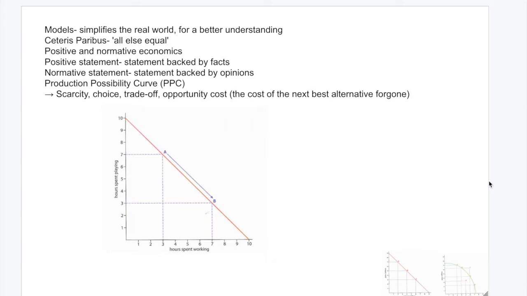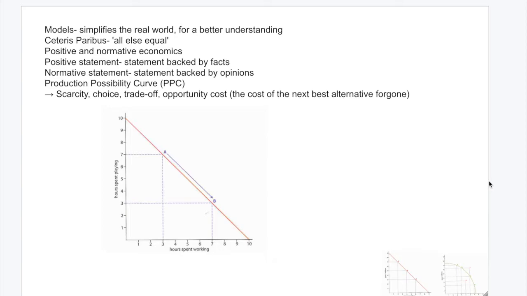But there's also normative economics, which deals with normative statements. Normative statements are statements that are backed by opinions. For example, you say, I wish or I think the government should place a tax on this good. Of course, you might have some evidence or some facts that you back up to make that statement, but that statement itself is still normative. It's still an opinion. Other people might have different perspectives on that opinion because it's not a fact, and that's why there are different perspectives to it.